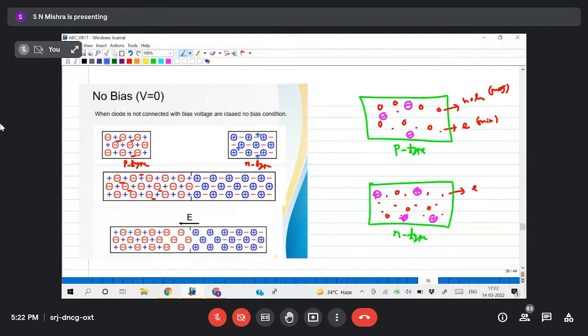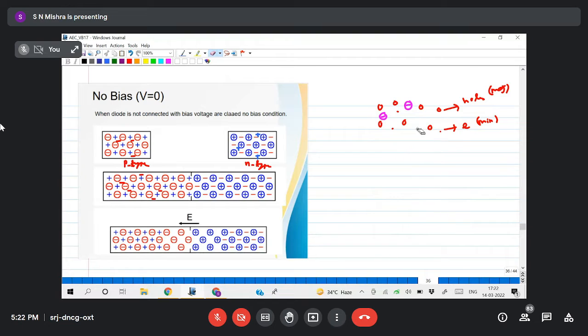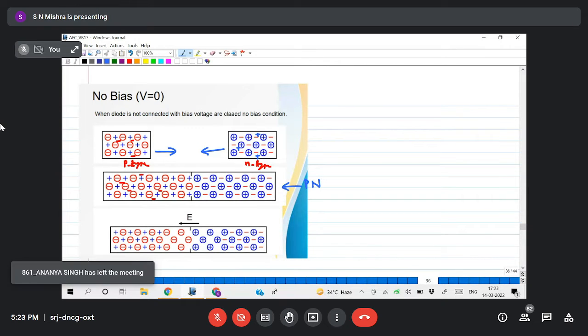Okay, now you understand what is P type, what is N type, and they are separated. That means they are not joined yet. Both are different material and they are at a distance between them. Now when I try to bring this P type and N type close together and joined, then I'll get PN junction. You see here, this is the junction, this is P type, this is the N type.